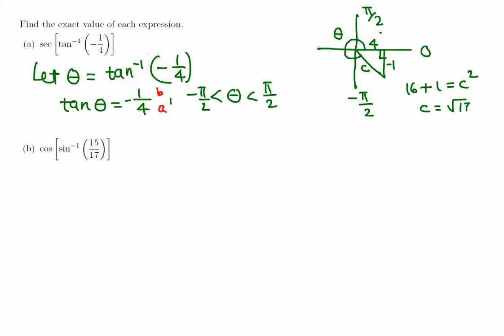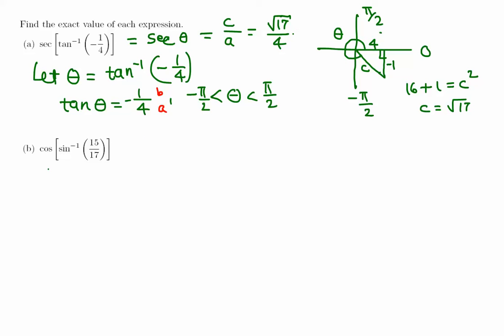Now we have all three sides. We were supposed to find secant of this angle, and we assumed the angle to be theta, so this is secant theta from this triangle. Secant is the reciprocal of cosine. Cosine is adjacent over hypotenuse, so secant is hypotenuse over adjacent, C over A. C is root 17 over A is 4. Final answer: root 17 over 4.